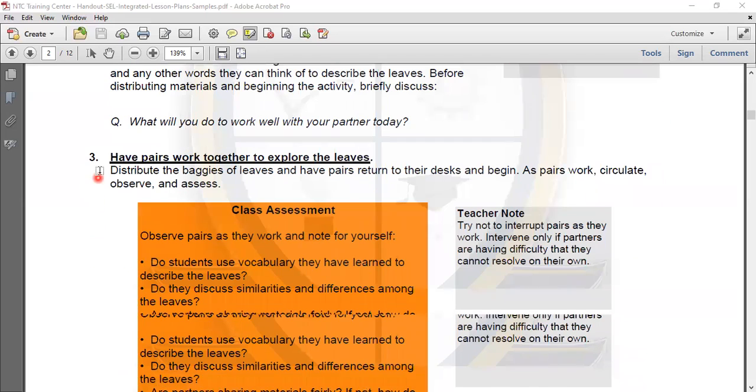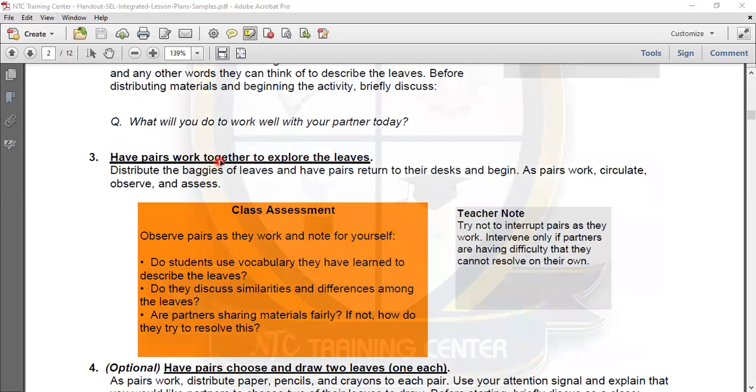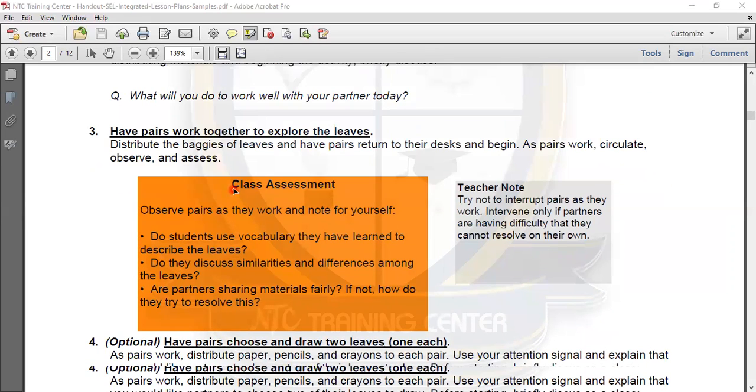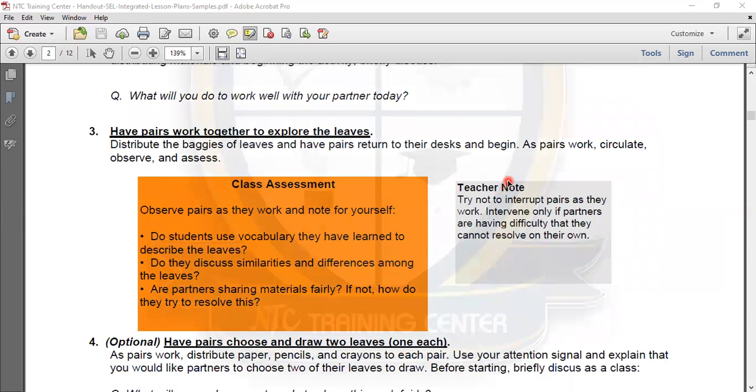Before distributing materials and beginning the activity, briefly discuss what will you do to work well with your partner today. Number 3, have partners work together to explore the leaves. Distribute the packages of leaves and have partners return to their desks and begin. As partners work, circulate, observe, and assess. Teacher's note: Try not to interrupt partners as they work. Intervene only if partners are having difficulty that they cannot resolve on their own.